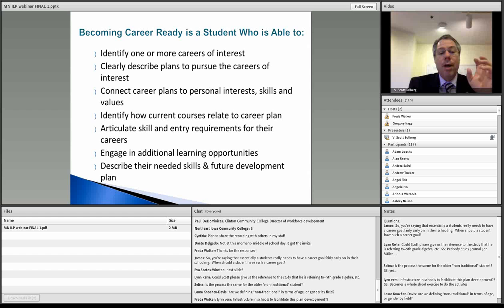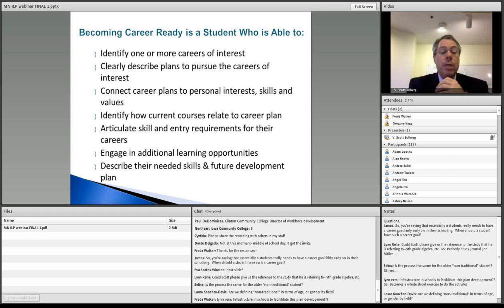So, career readiness. When we did some research, based on some interviews, we found it is more than one goal. It's having one or more careers of interest, and by interest I mean it really is something I find interesting. I'm not asking people to define a particular career pathway or goal as the only one.